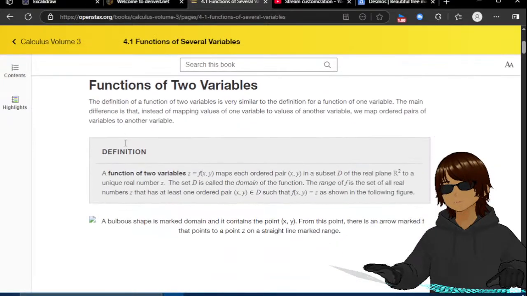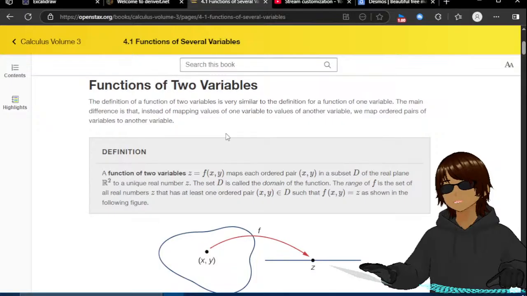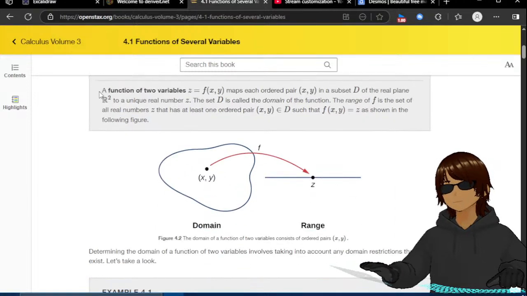So, functions of two variables. The definition of a function of two variables is very similar to the definition for a function of one variable. The main difference is that instead of mapping values of one variable to values of another variable, we map ordered pairs of variables to another variable. A function of two variables, f of x and y, maps each ordered pair xy in a subset D, so the domain space, of the real plane R squared to a unique real number z. Okay. The set D is called the domain of the function.